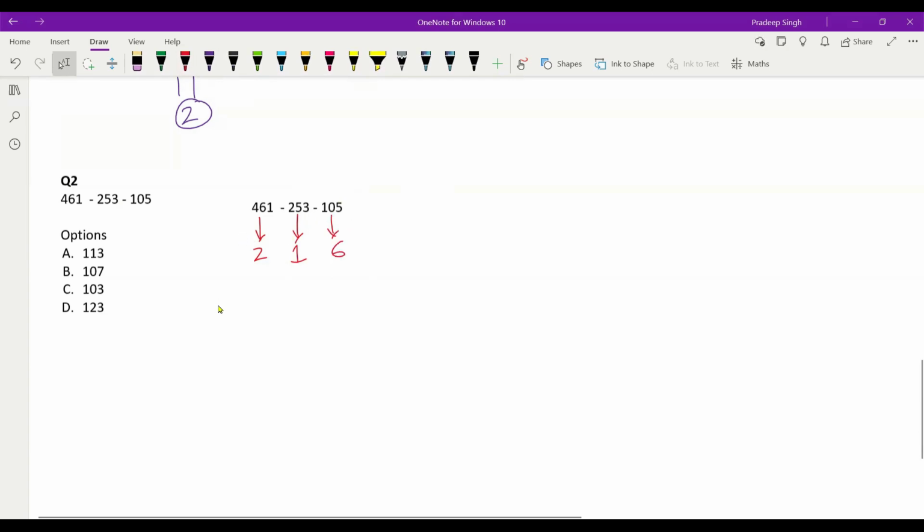Now we will put the minus signs. 2 minus 1 minus 6. This is where it gets tricky. 2 minus 1 is fine. That will give you 1. But if we write the remaining expression, 1 minus 6.